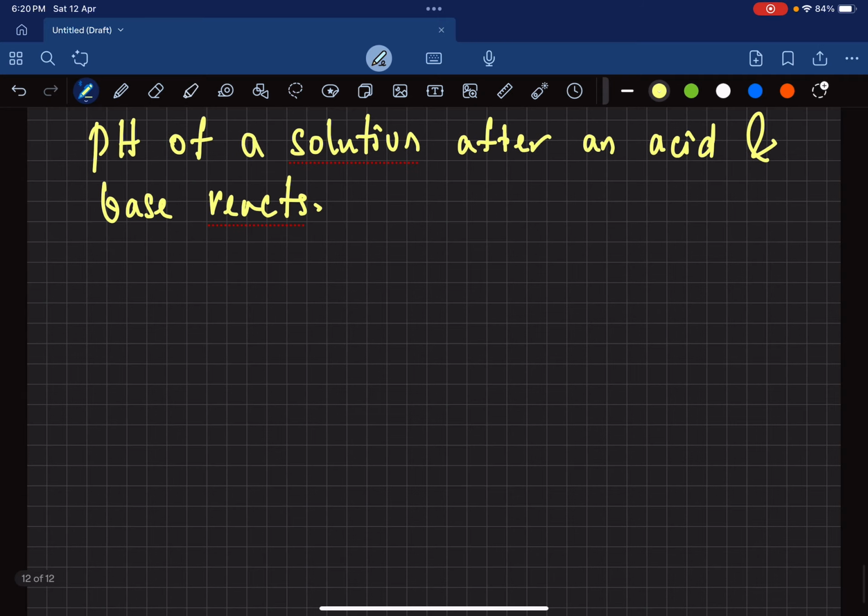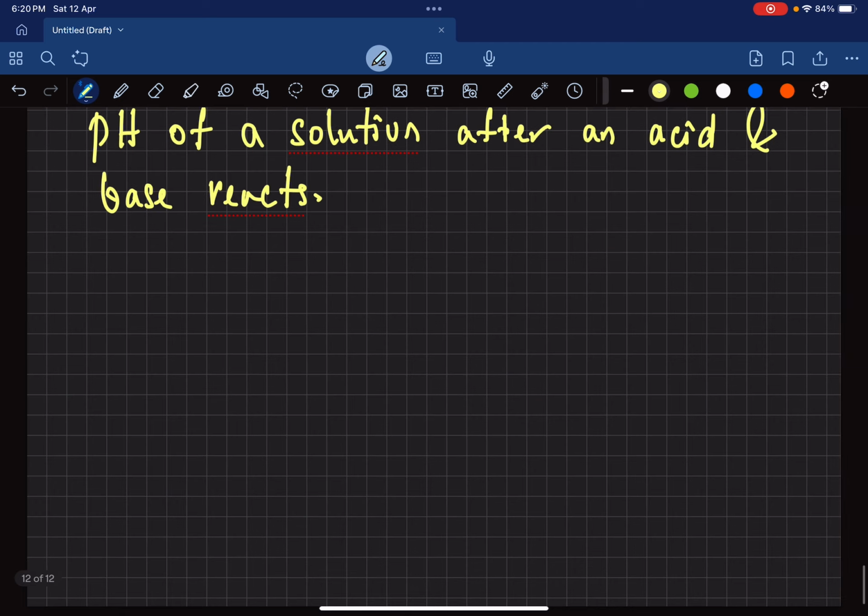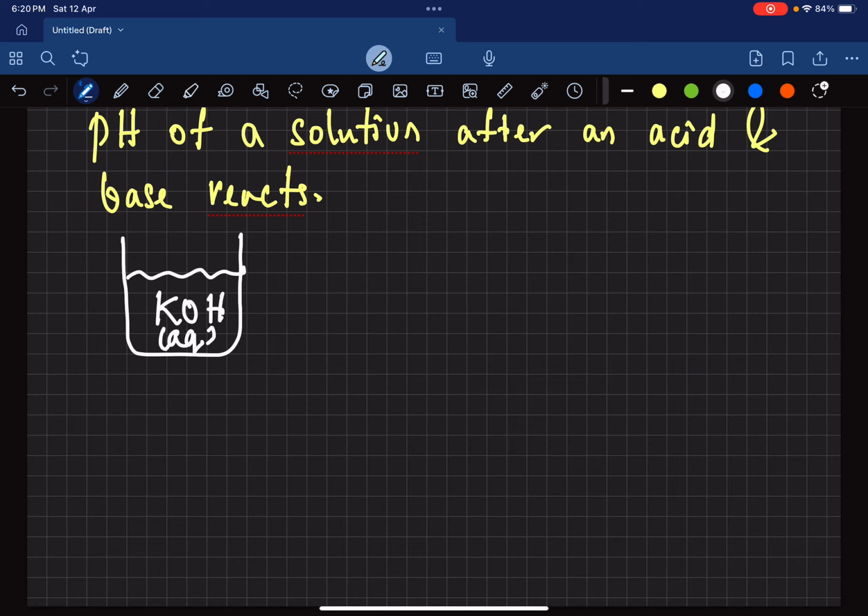Now some of you ask me, what do you mean by the pH of the solution? Let me do one example first, and see whether you understand this. Let's say we have a solution of potassium hydroxide, and we know potassium hydroxide is a base. Let's say we have 50 ml of potassium hydroxide and the molarity is 0.15 molar.